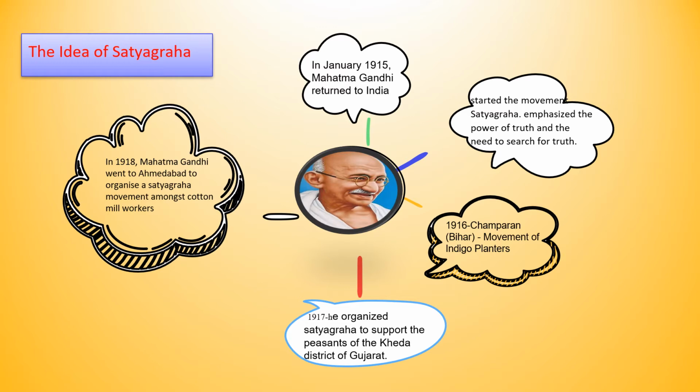He introduced many Satyagraha movements. In 1916, he introduced the peasant movement in Champaran. In 1917, he introduced the peasant movement in Kheda district. And in 1918, the mill worker movement in Ahmedabad. These movements spread like wildfire in many states of India, which made the British very angry and annoyed.